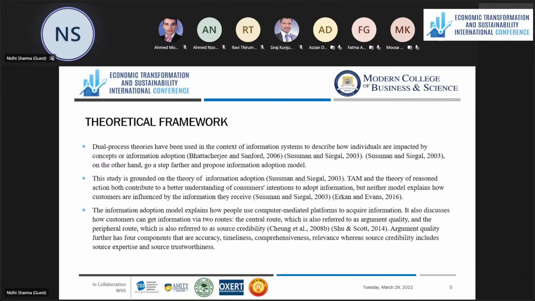This study is grounded on the theory of information adoption, as well as TAM, that is the technology adoption model, and the theory of reasoned action. Both contribute to a better understanding of consumer intention to adopt information, but neither model explains how customers are influenced by the information they receive. The information adoption model explains how people use computer-mediated platforms to acquire information. It also discusses how customers can get information via two routes, that is the central route, which is referred to as the argument quality, and the peripheral route.